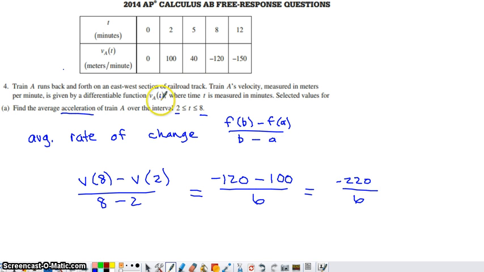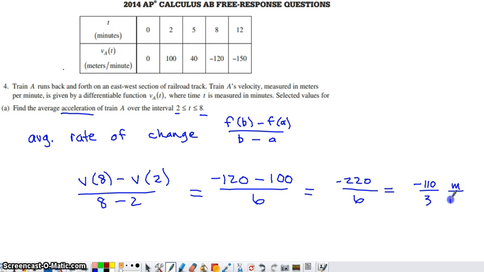This would be measured in meters per minute, is what we measure velocity in. So this is meters per minute per minute, or meters per minute squared. So kind of an obscure set of units for acceleration, but that's okay. This fraction will reduce. If we divide top and bottom of this by 2, I think what we end up with is negative 110 over 3, and I don't believe you can reduce that any further.